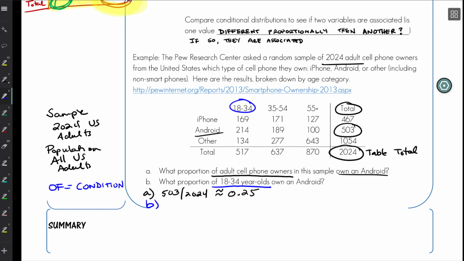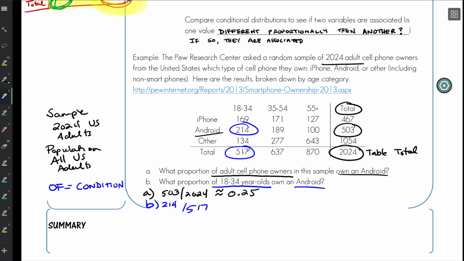Okay, well, so that is 517 people, and that's my denominator. You'll notice my denominator now is not the table total, but it's one of those column totals. And this is going to be true for any conditional distribution. We're going to be having a denominator that's either the column total or the row total. Now we just have to figure out what cell, what inside value. Android owners. And that's 214.